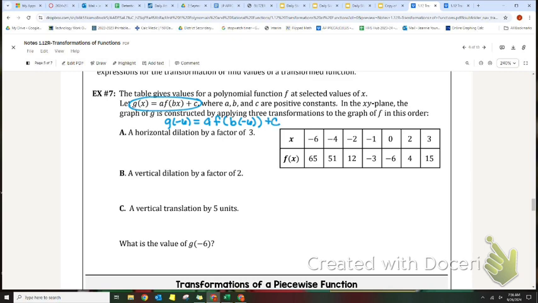Now, what's that horizontal dilation of 3? So that means that that's our b value. But remember, b is inside with x, so we're not really going to multiply by 3. We're going to divide by 3, which is the same as multiplying by 1/3. So now we know that g of negative 6 is equal to a times f of 1/3 times negative 6 plus c. Or we can clean that up a little bit. And so we have a times f of negative 2 plus c.